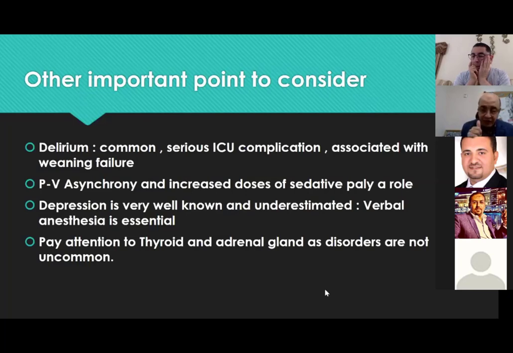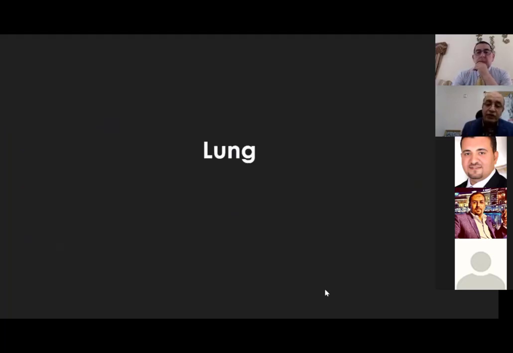Do not forget thyroid. Thyroid dysfunction is common in the critically ill, and it affects muscles and every single organ in the body. Adrenal gland dysfunction is found not to be an uncommon disorder in critically ill patients. So keep them in mind before you go to the common reasons for patients to fail mechanical ventilation weaning.